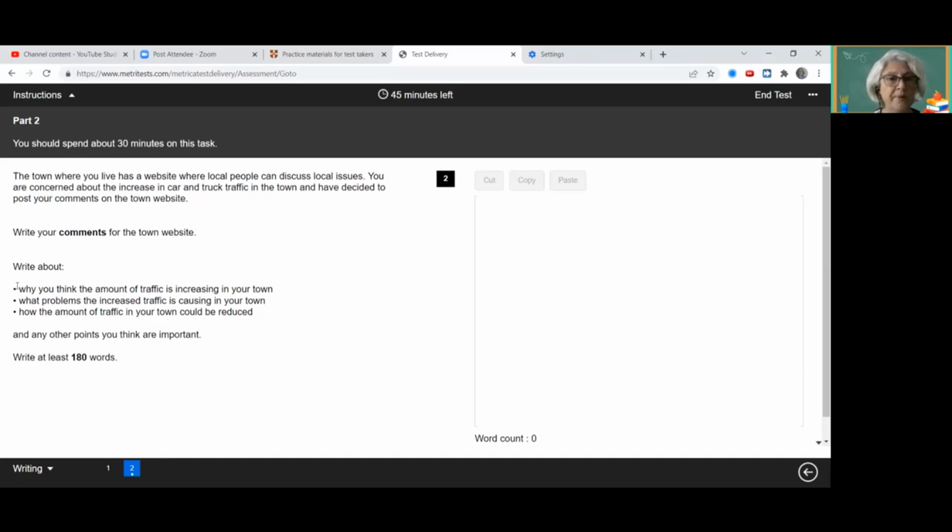And what you're going to write about, why you think the amount of traffic is increasing in your town, what problems the increased traffic is causing in your town, how the amount of traffic in your town could be reduced, and any other points you think are important. You need to write at least 180 words, a minimum 180 words.